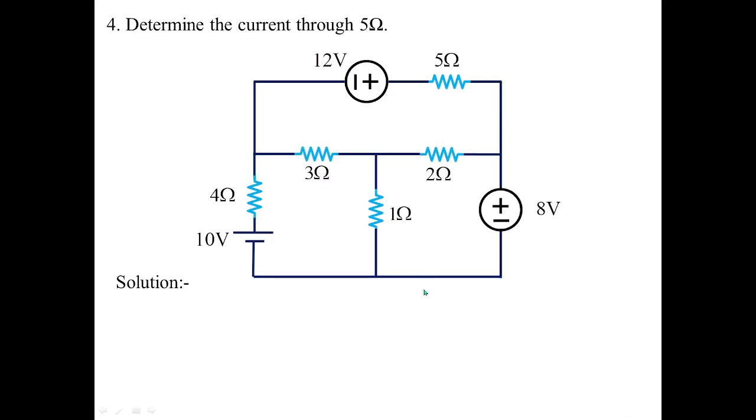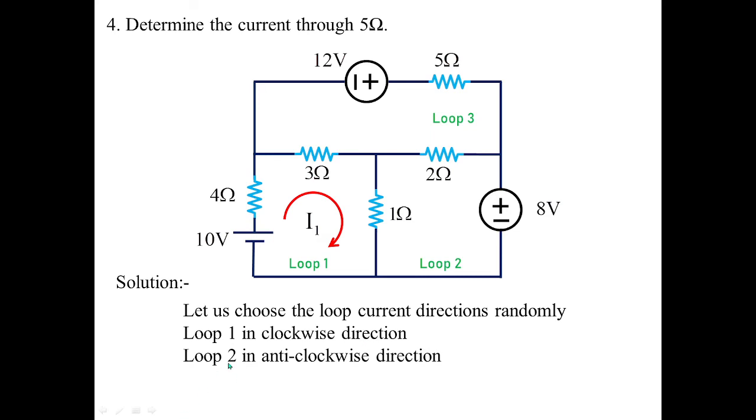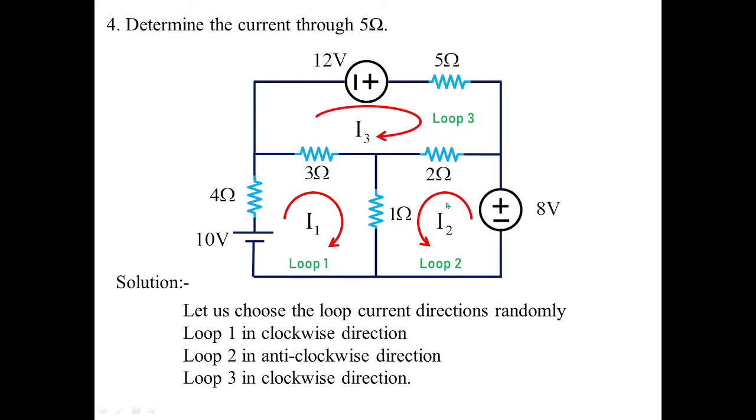Let us concentrate on the next problem, which is in this fashion. Here you have loop 1, here you have loop 2, here you have loop 3. So I am taking the loop current directions randomly. In the previous problems, I have selected the 1, 2, 3 loops in clockwise directions. Let loop 1 be in the clockwise direction, loop 2 in anti-clockwise direction, and loop 3 in clockwise direction. So you can have these combinations in your own way. Make sure that the magnitude of the current is not getting changed. Though the direction of the current is changed, magnitude will not change.